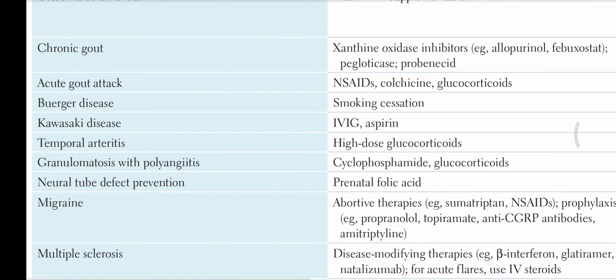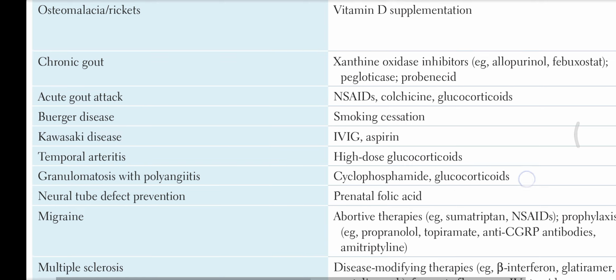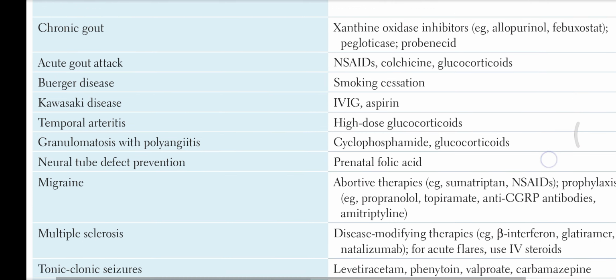Acute gout attack: NSAIDs, colchicine, glucocorticoids.